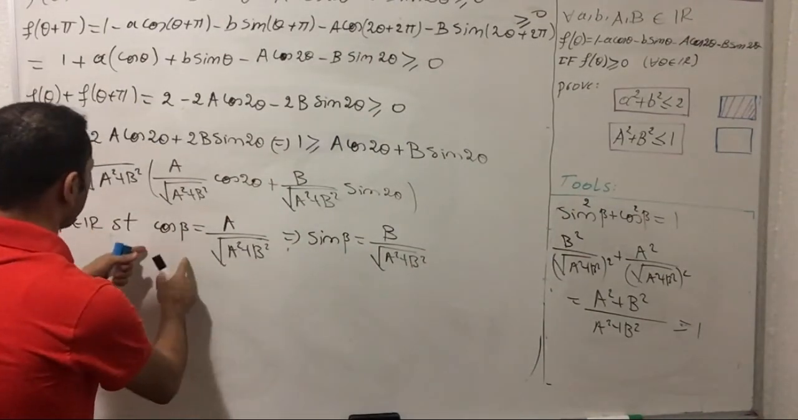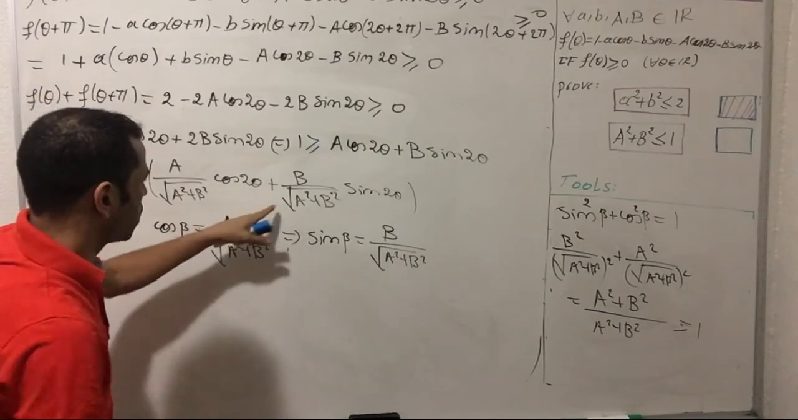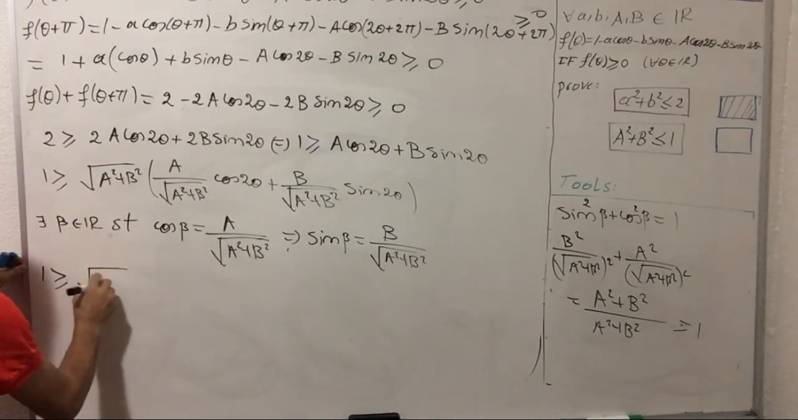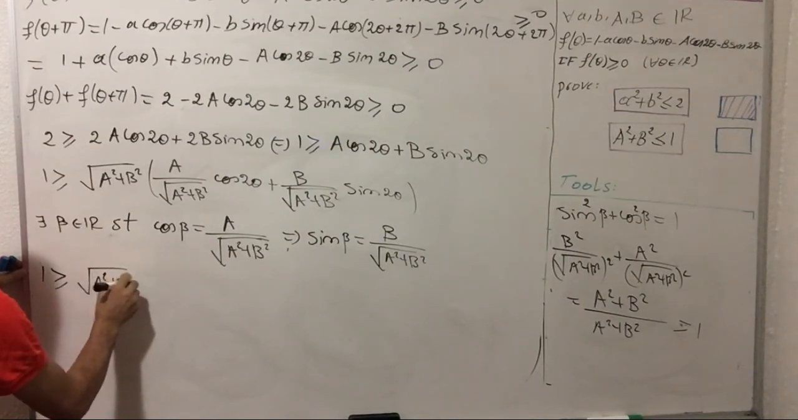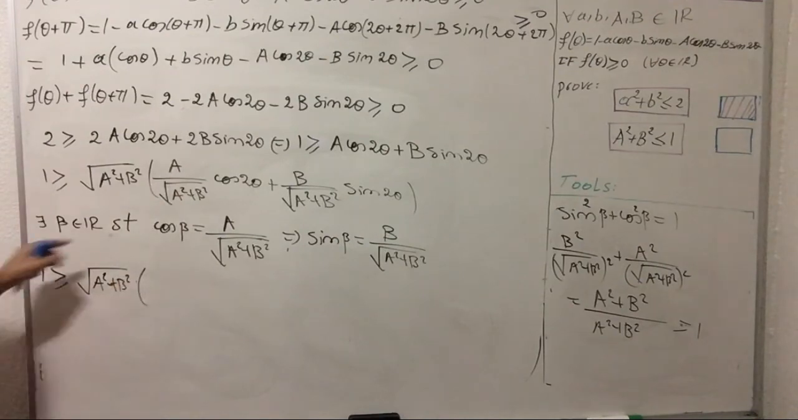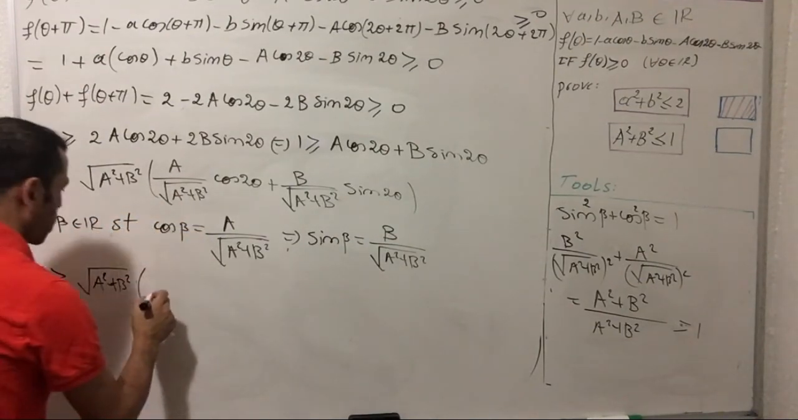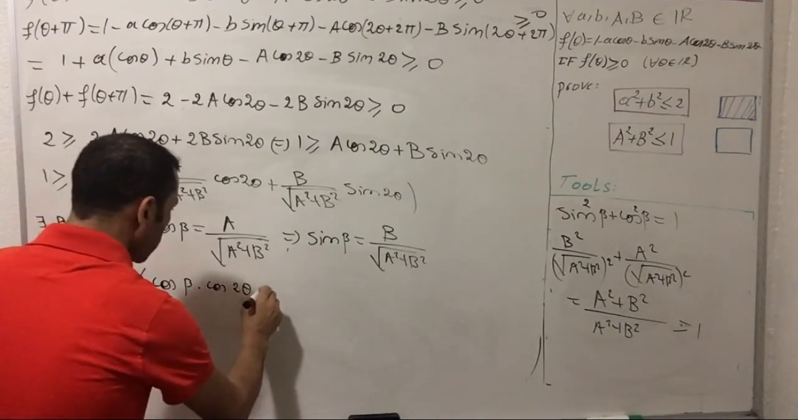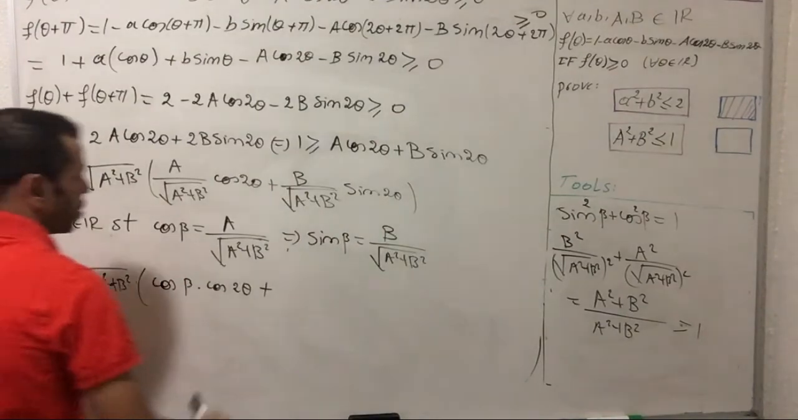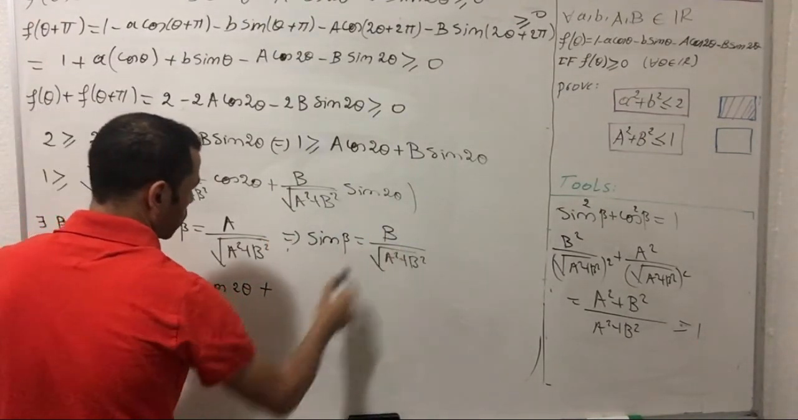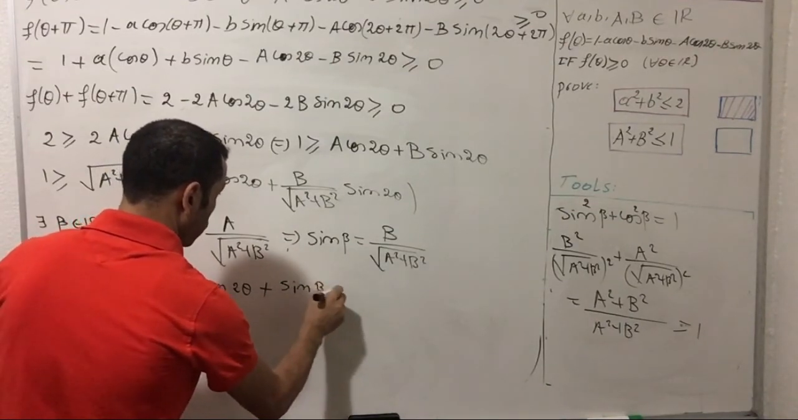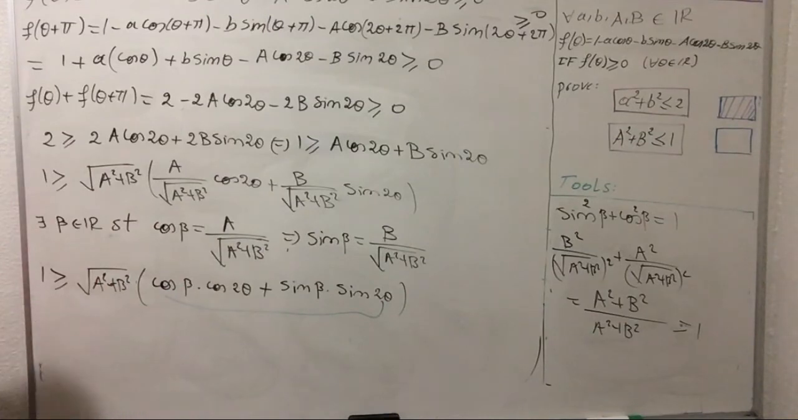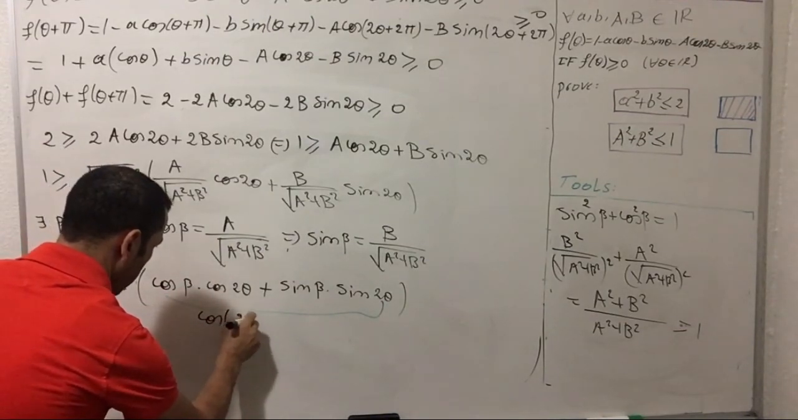So now I'm going to replace cosine beta in this expression and sine beta in the same expression, okay? So now I will have number 1 superior or equal to square root of capital A square plus capital B square, multiplied by A over square root of A square plus B square, which equals cosine beta, multiplied by cosine 2 theta, plus capital B over square root of A square plus B square, which is sine beta, multiplied by sine 2 theta. I want you to tell me what this is, okay? This one is cosine of 2 theta minus beta, okay?